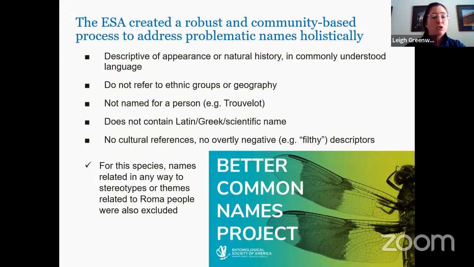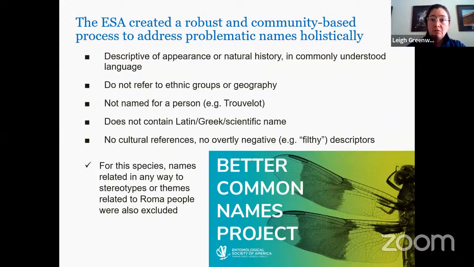And then there's not supposed to be cultural references, and there's not supposed to be anything overtly negative in an insect name. So names that are like filthy or dirty or killer, murder or something like that, those would not be accepted as a modern insect name in this system. And then last but not least, for specifically Lymantria dispar, this name we decided would not be appropriate to use anything that was associated closely with a stereotype or a theme or a concept that has been associated with the Roma people.